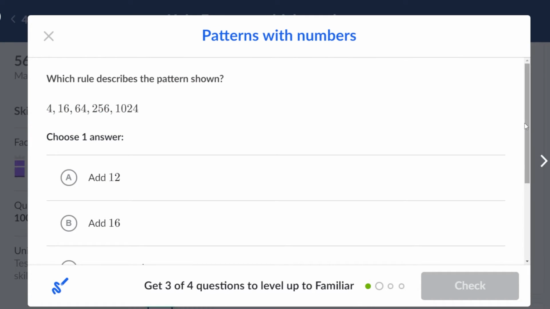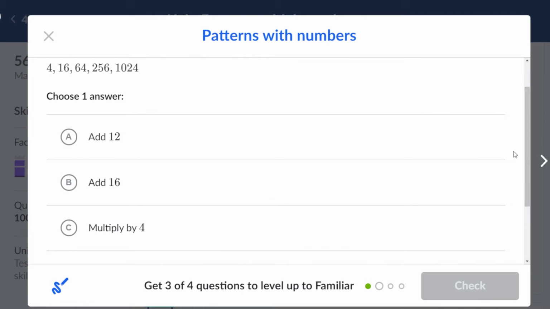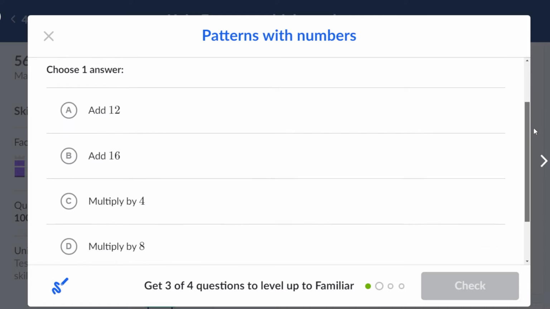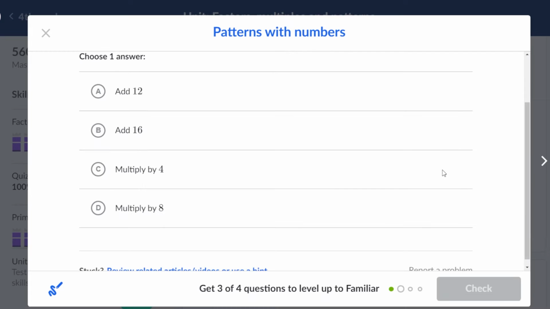Which rule describes the pattern shown? Do we add 12? Do we add 16? Or do we multiply by 4? Oh, or do we multiply by 8? There's another possibility. Back up a little bit further.